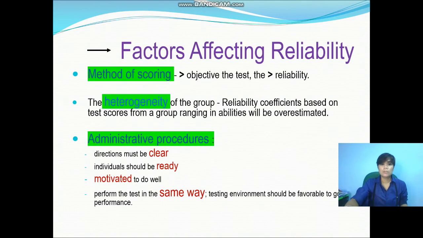Right? So these are the factors affecting reliability. The method of scoring. The more objective the test, the higher the reliability.